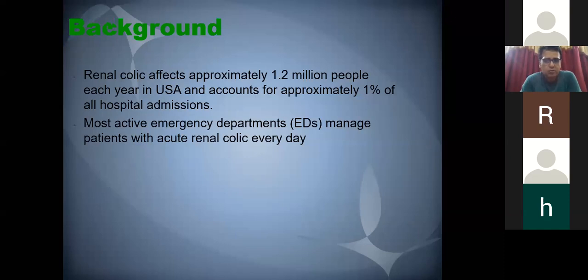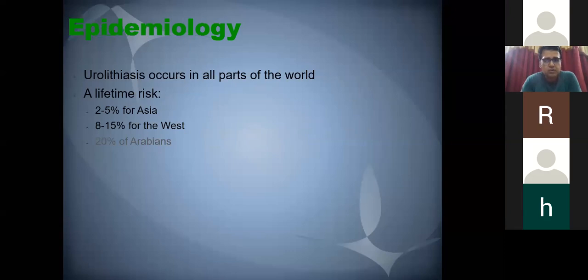So around most of the emergency department which they deal with is renal colic. The renal colic with acute pain in the patient presence in the emergency are most common, one of the most common cause of emergency diseases.